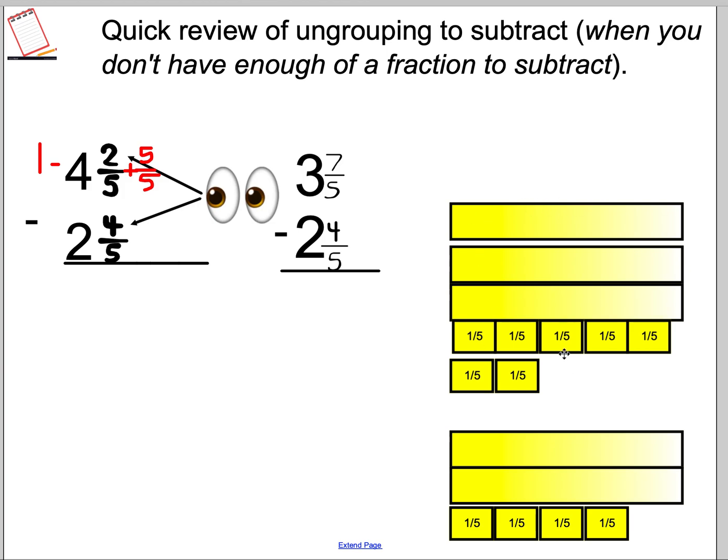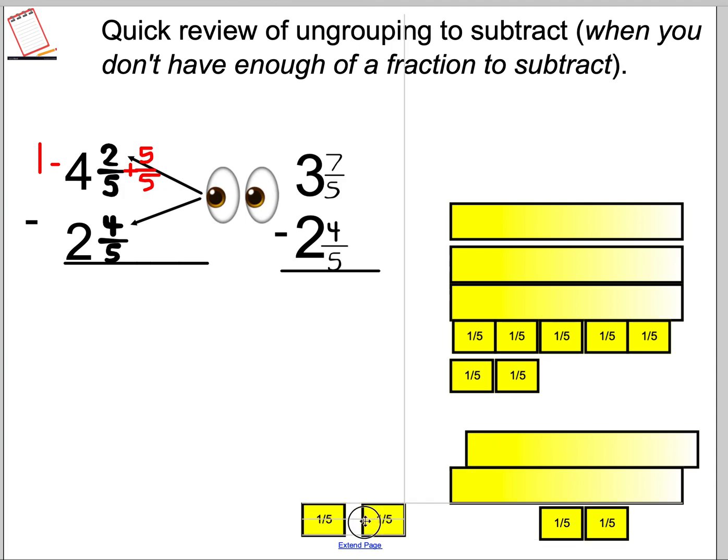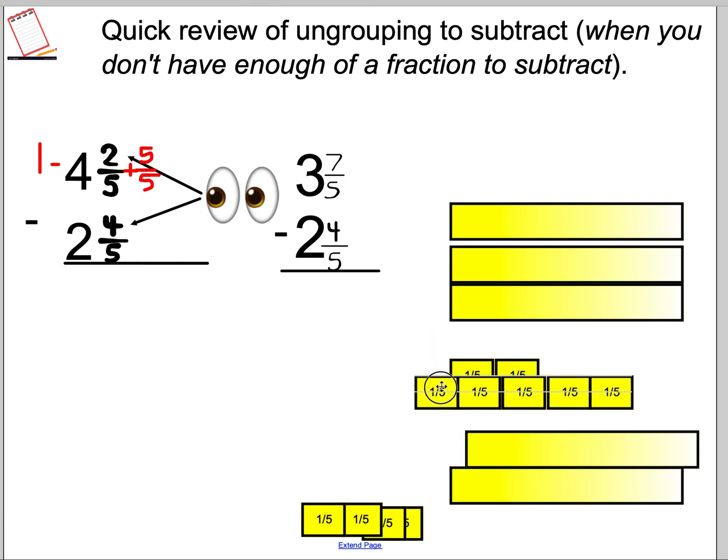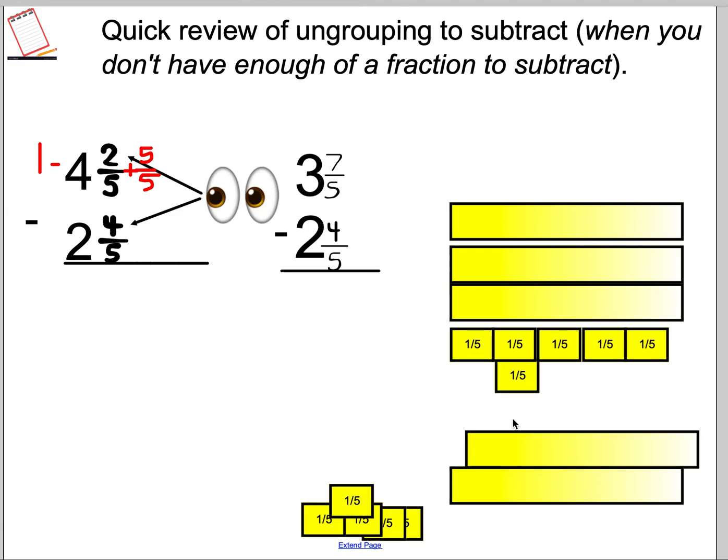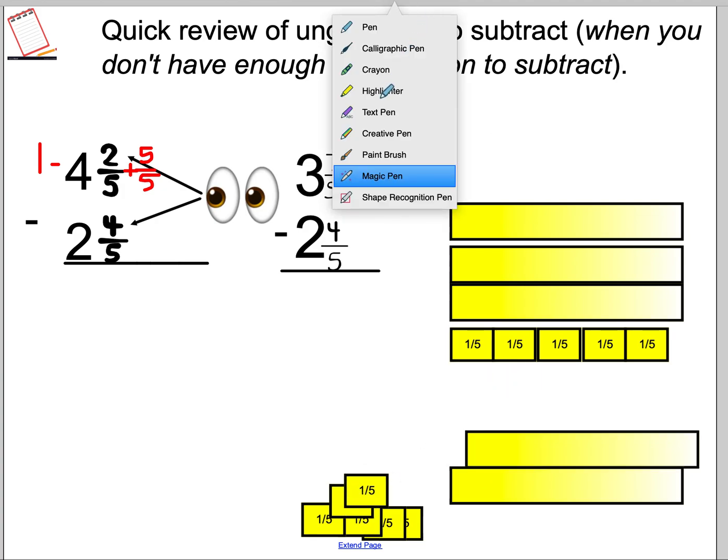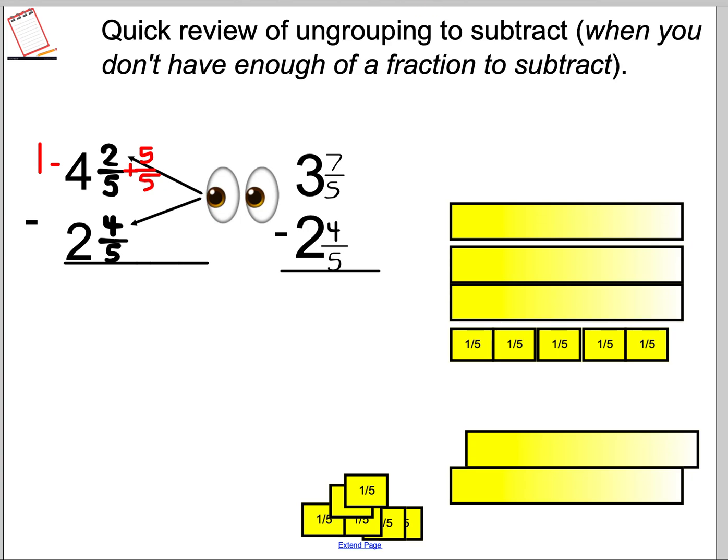So here's what I'm going to take away. Okay, these are what I represent. So I'm going to take away 1, 2, 3, 4/5. So I've got to get rid of 4/5 up here, right? So I'm going to take away 1/5, 2/5, 3/5 and 4/5. So I'm done with those.